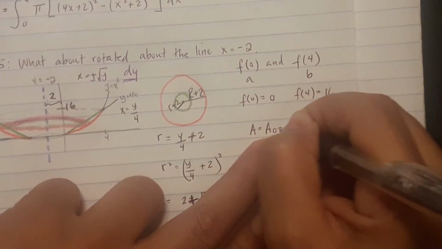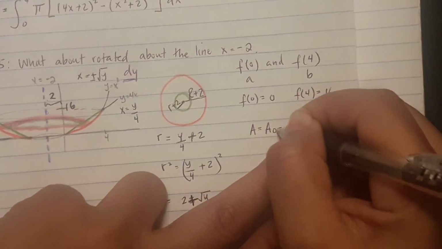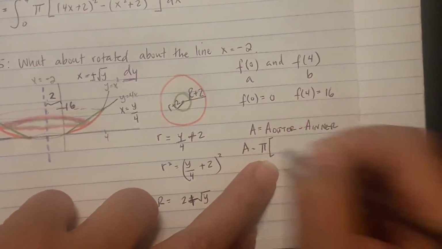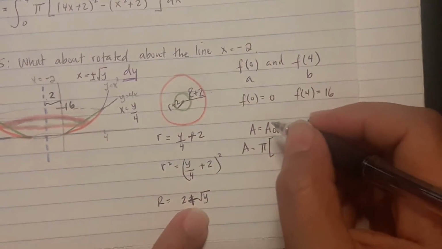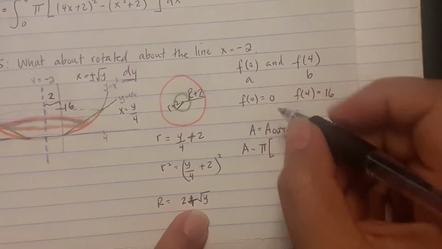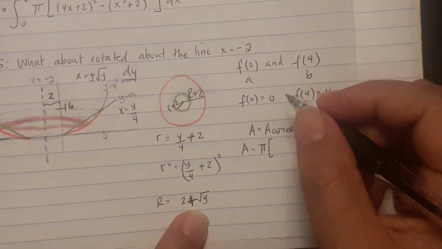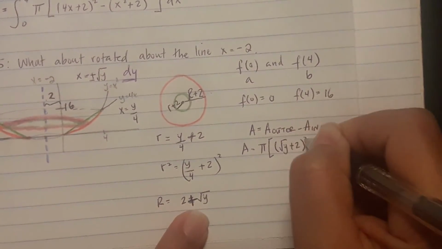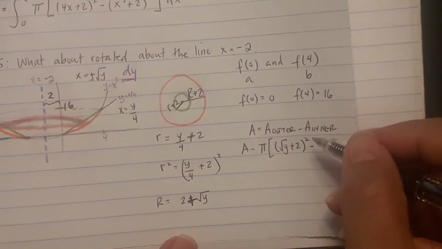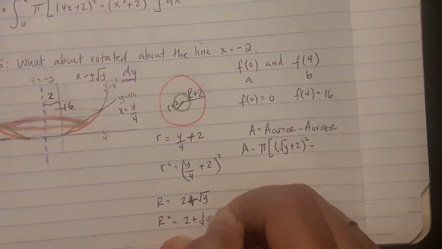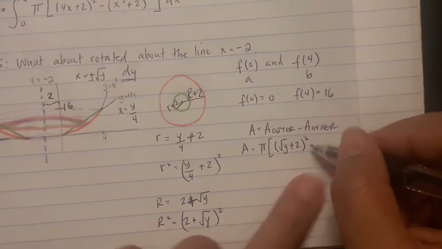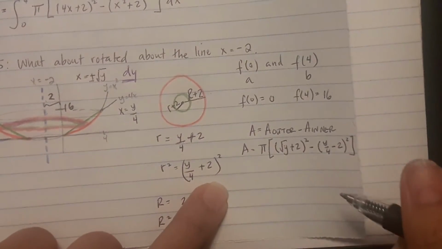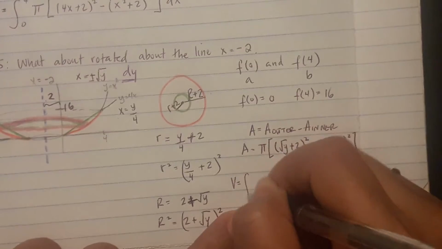So the area is the area of the outer minus the area of the inner, which is, again, they both have pi, so factor pi out. And the area of the outer is going to be (radical y + 2), capital R, squared. And I guess I'm going to put it in now because I just realized it. Look at that, I just realized it. Alright, minus little r squared, so (y over 4 plus 2) squared.